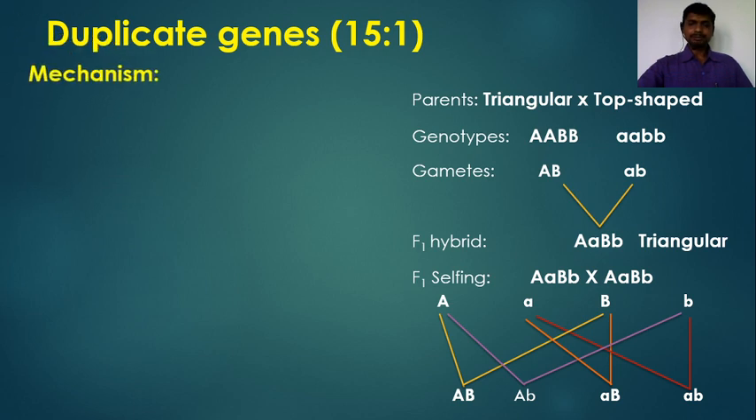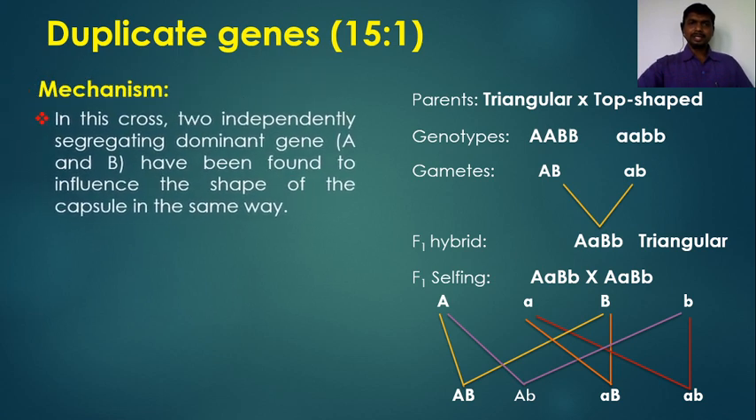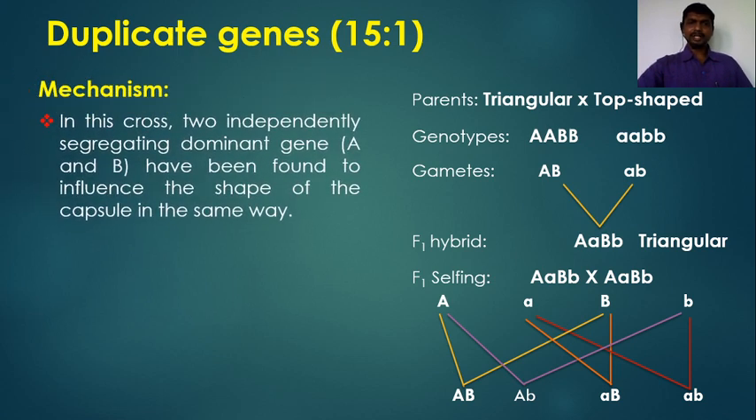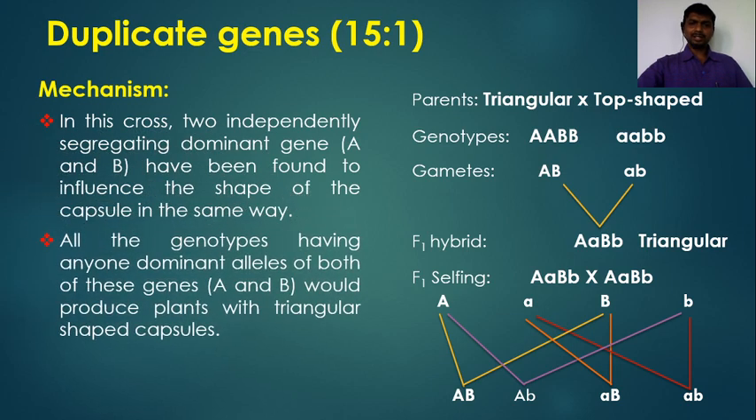Now what happened in this cross? In this cross, two independently segregating dominant genes, A and B, influence the shape of the capsule in the same way. Whichever one of the dominant genes is present in the individual, it produces the triangular shaped seed capsule. All the genotypes having any one dominant allele of these genes, A and B, will produce plants with a triangular shaped capsule.